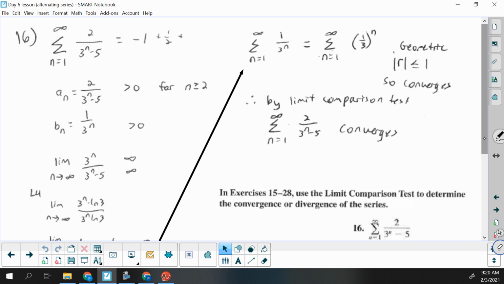Well, our series of 1 to infinity of 1 over 3 to the n is the same as saying 1/3 in parentheses raised to the n. That's geometric. The absolute value of r is less than or equal to 1, so it converges. Therefore, we can say by the limit comparison test, our original series converges.